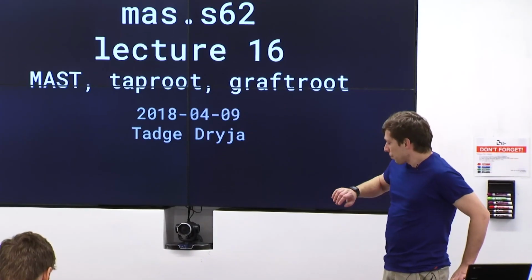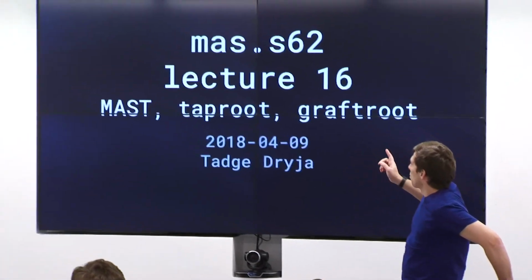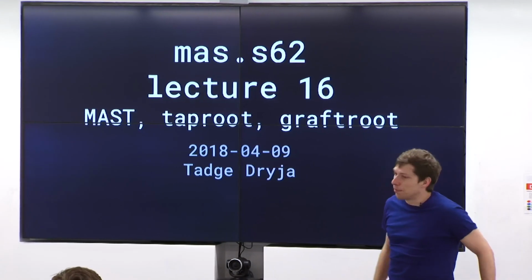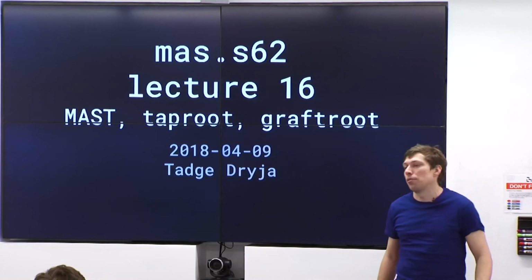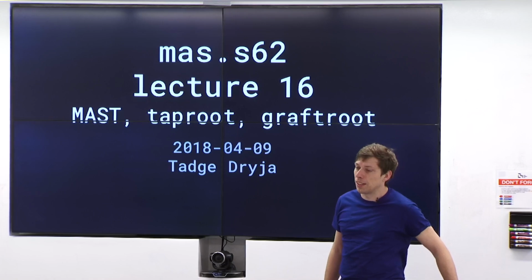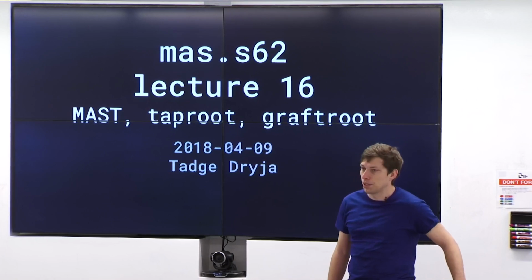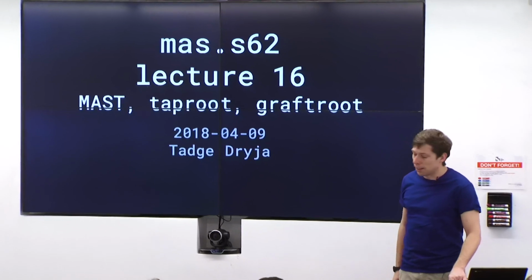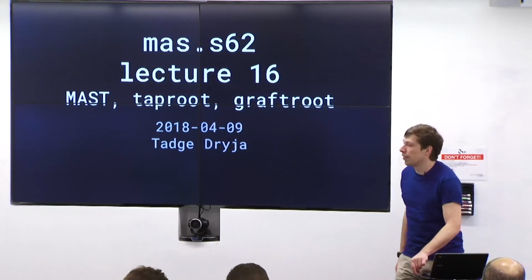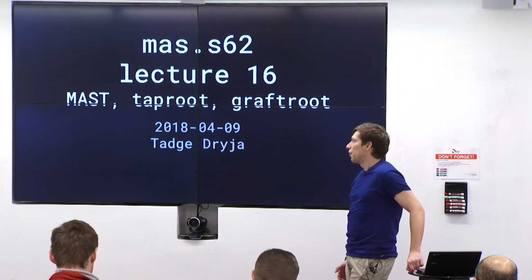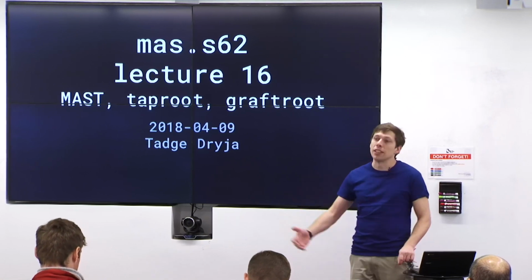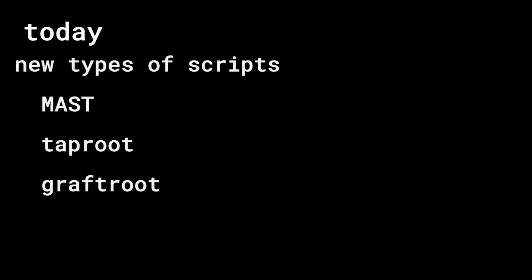Okay, so today I'm going to talk about MAST, Taproot, and Graftroot. These are pretty cool, new ideas in Bitcoin. They're not really production ready. They're still sort of ideas. But it's kind of neat to look at the future directions of how people are thinking about improving these protocols. So we're going to talk about new types of scripts, MAST, Taproot, and Graftroot, and all the interactions between these three things. I will define these, of course.